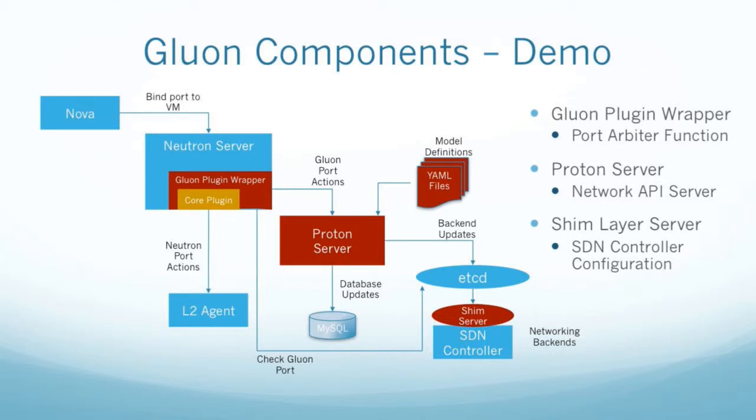The other thing to mention is the shim layer, which is responsible for configuring the SDN controller based on changes to the data model. I'll go into detail on how that all plugs together next.